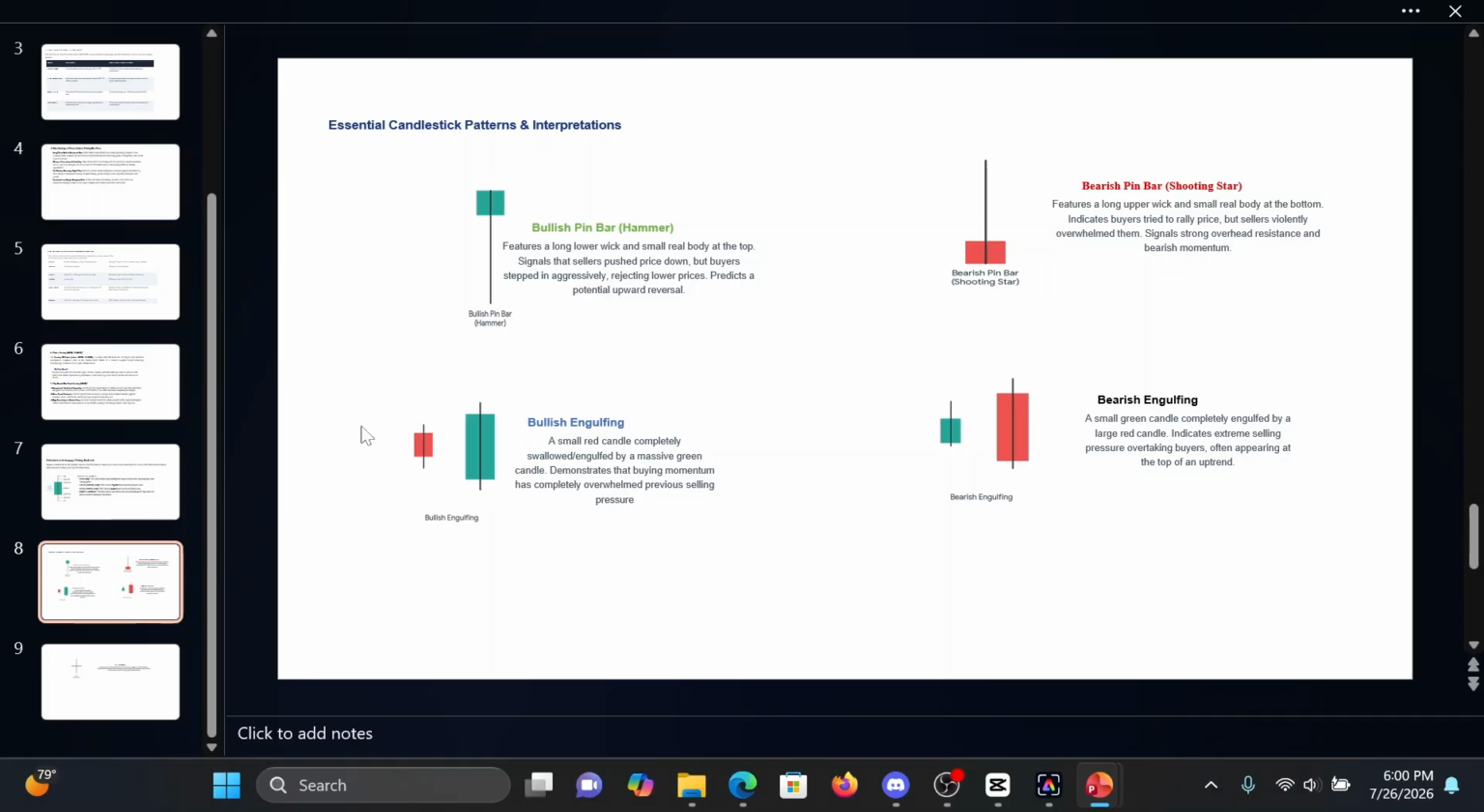Then you have what we call the bullish engulfing, which shows strong bullish action. You have a small bearish body and a big bullish body, whereby the small bearish body is covered by the bullish one. This shows that the momentum of buyers is more than the momentum of sellers. It's a strong signal, and the bearish engulfing is the opposite of this.